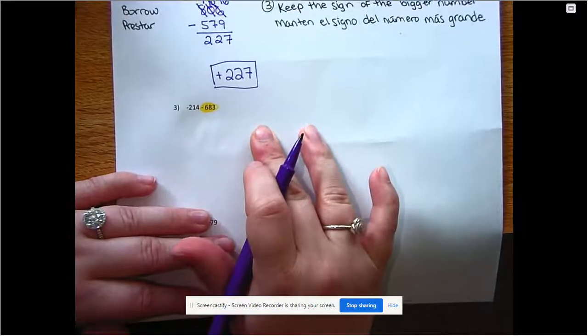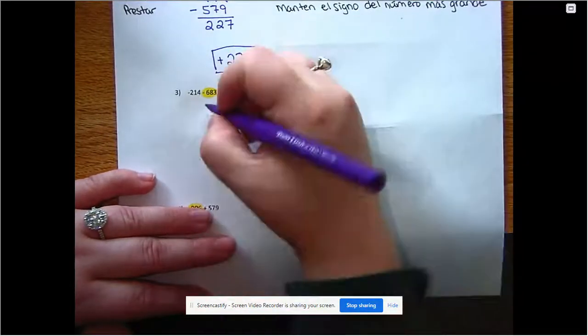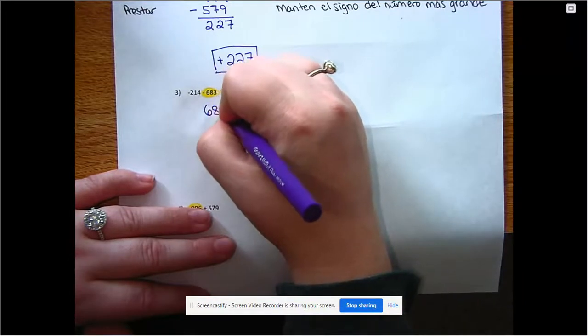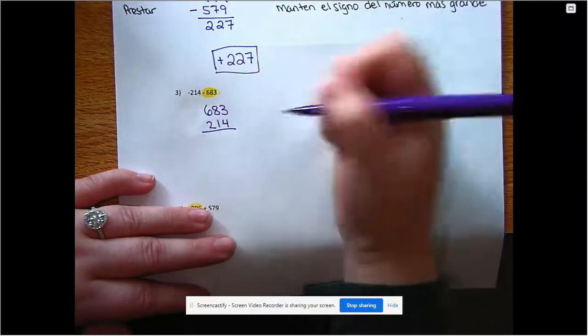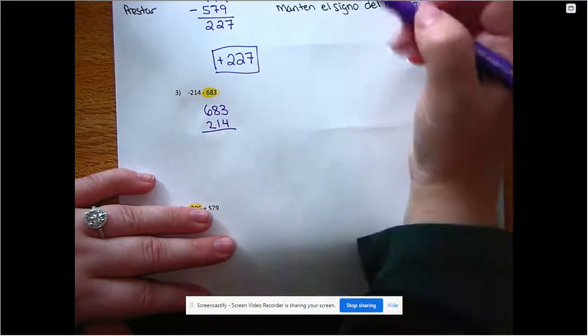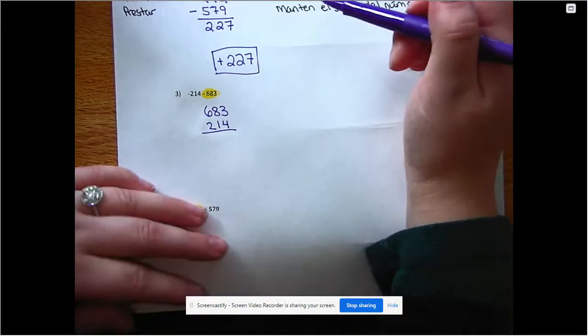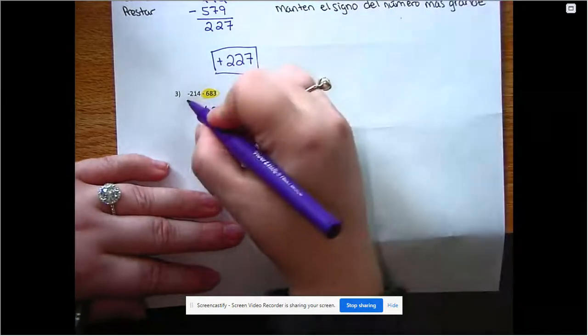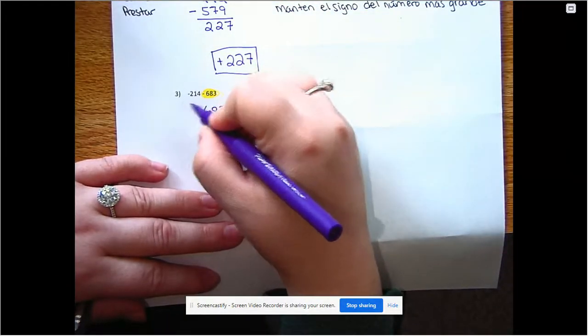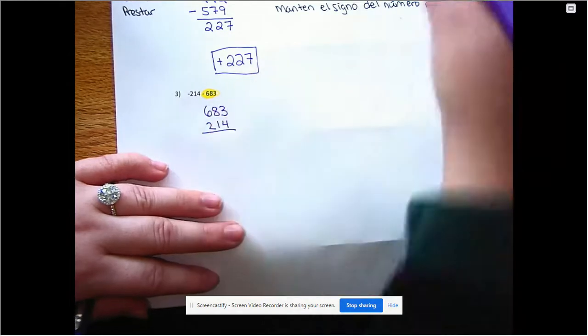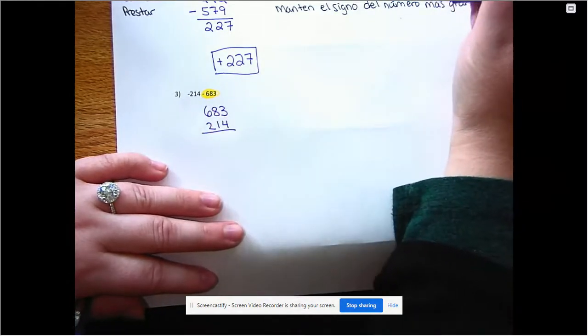Number 3. Número 3. We write the bigger number on top. Escribimos el número más grande arriba. And now we look at the signs. Y ahora miremos los signos. This sign is negative and this sign is negative. These signs are the same, so we add.